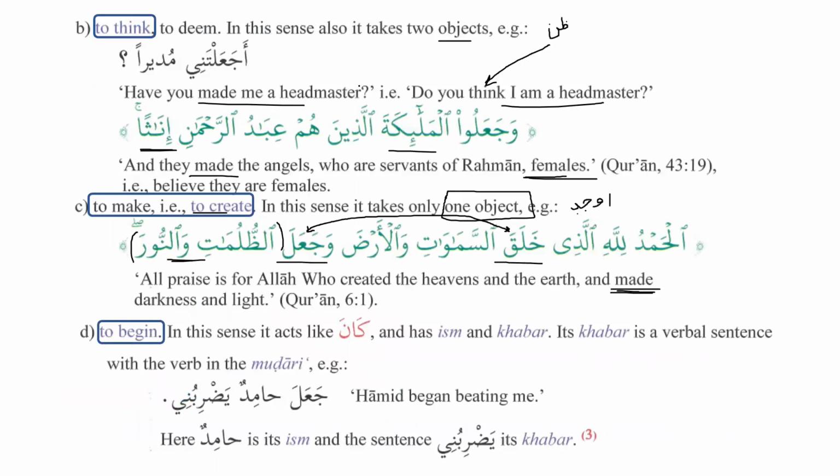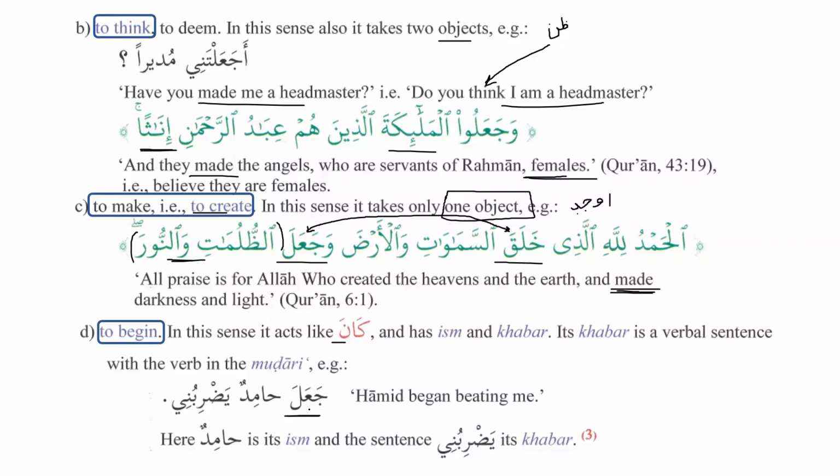All right, and then it has the meaning of to begin as well. In this case, it acts like kana and has ism and khabar. Its khabar is the verbal sentence with the verb in the mudari. Ja'ala Hamidun yadribuni. Hamid began beating me. And we also call them af'al shurur. If you remember, we have learned in detail about af'al shurur that are used to give the meaning of when you start to do something. For example, you say, Ja'ala tiflu yamshi. The baby started walking, started to walk.